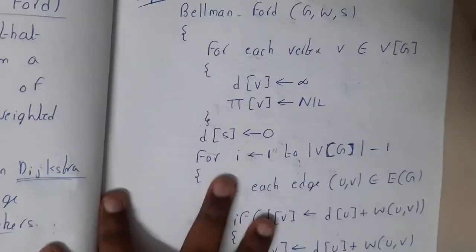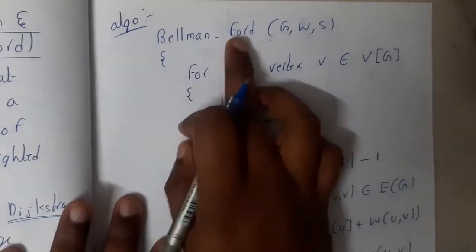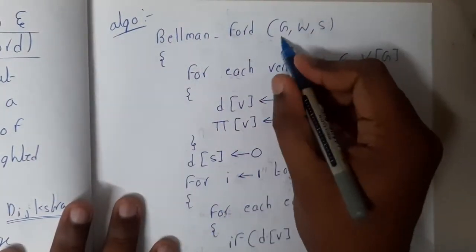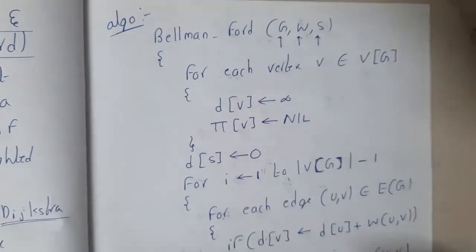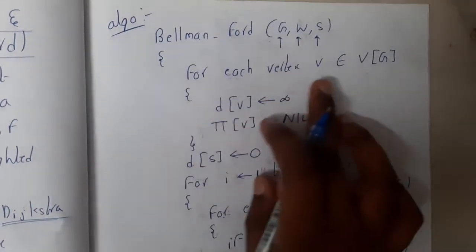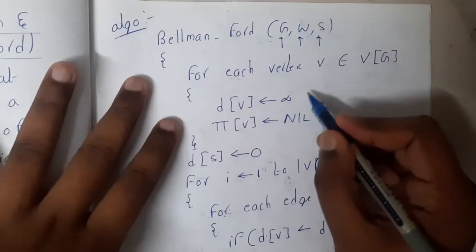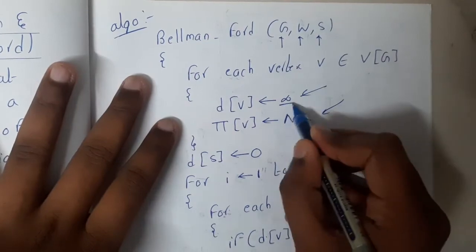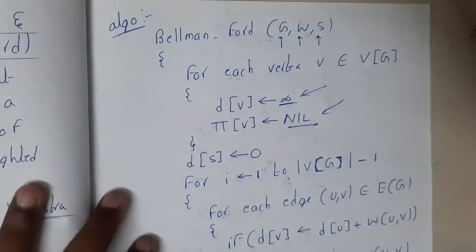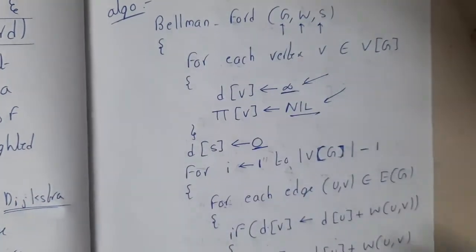Now let us go through the algorithm at a glance. Bellman-Ford(G, W, S). G is our graph, W is our weights, S is our source, where we are starting. For each vertex, you draw the table and initialize to infinity and nil. The first vertex you will assume as the source.